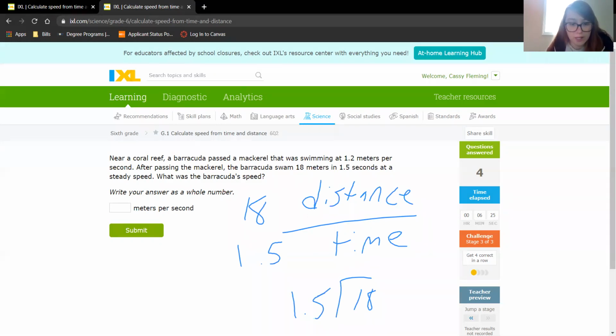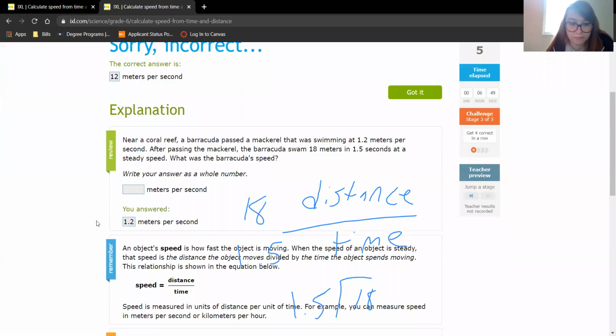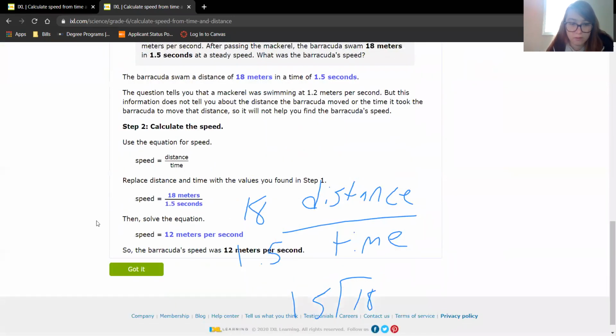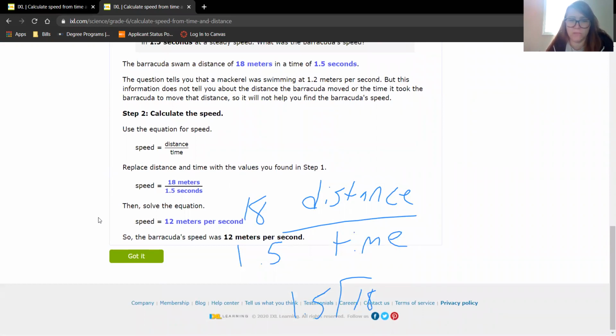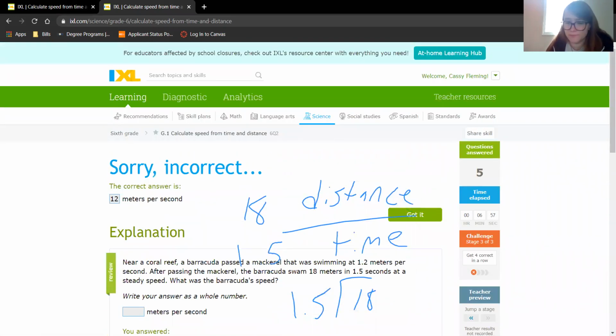So let me get that handy dandy calculator out. We have 18 divided by 1.5. That's a whole number, so I feel like that's wrong, but I'm going to put it in there anyways. Then we can learn how it wants us to do it. I feel like I messed up something.